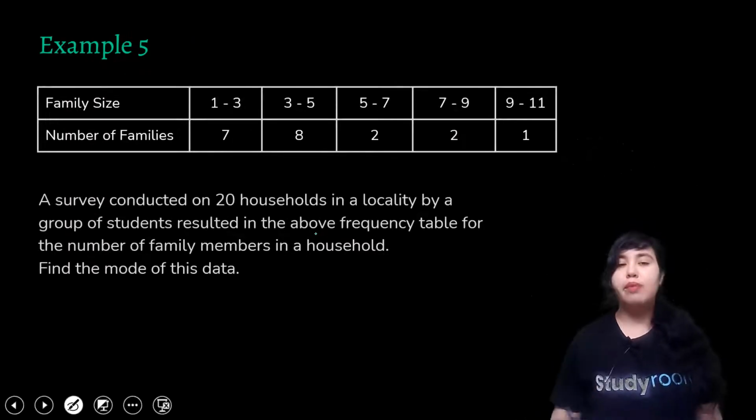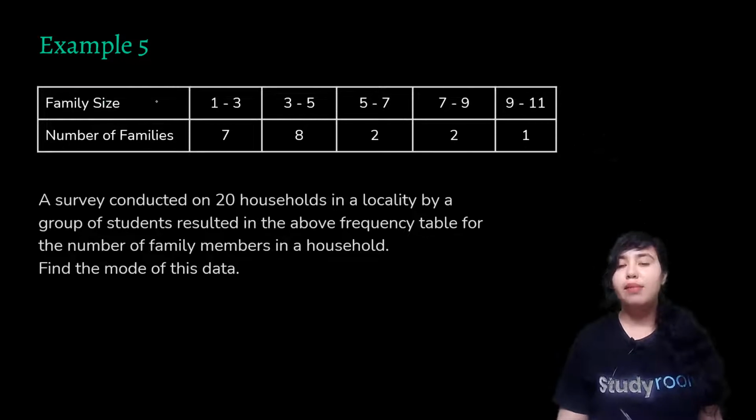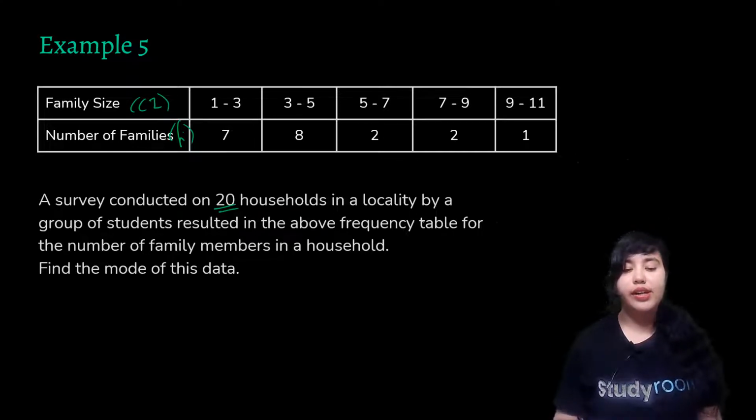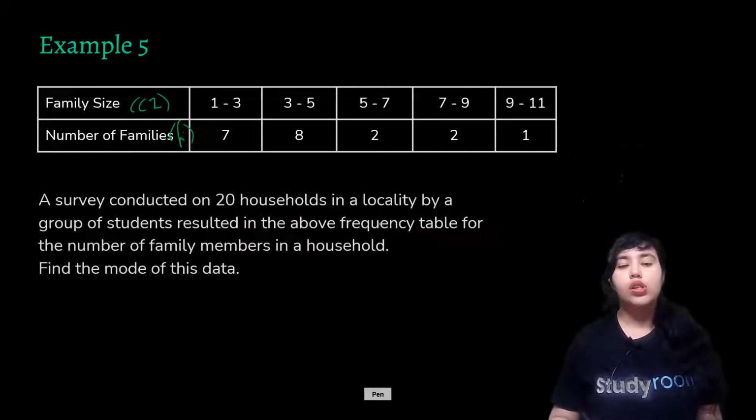So we have more examples on this. Here we've been given family size. It is in the form of class intervals, which means this is grouped data. Then we've been given the number of families, which means frequencies are given to us. The sum of frequencies will turn out to be 20 because they've said that there are 20 households. So for this given data, you need to find out the mode.